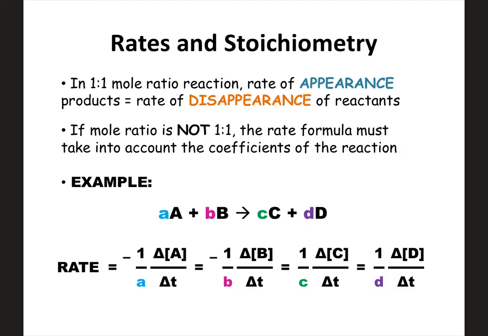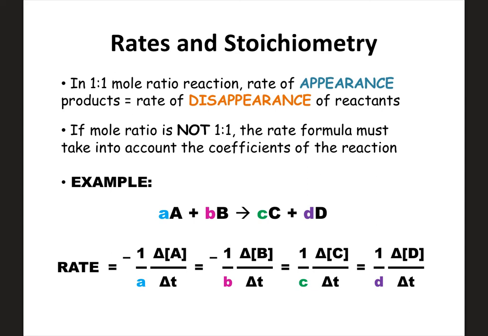If a particular reaction is 1-to-1, we already know that the rate of appearance of the products would be equal to the rate of disappearance of the reactants. However, if it's not 1-to-1, you need to take into account the coefficients of the reaction. So for example, if you have this reaction, A plus B going to C and D, and these letters in front, little a, little b, and so on, are the coefficients that go with each of the reactants and products. Remember, your rate is a change in concentration of the reactant or product over the change in time.